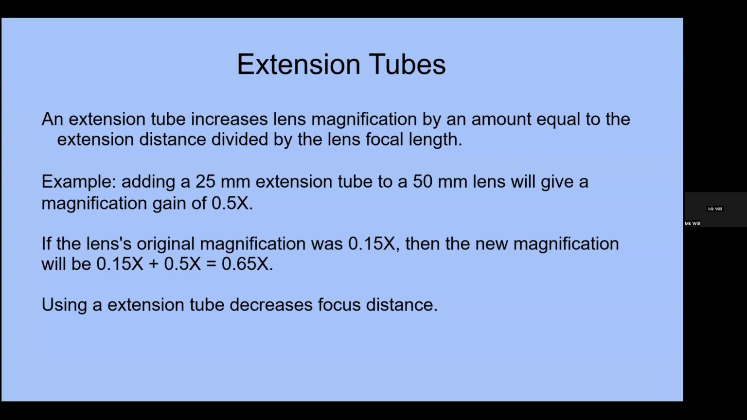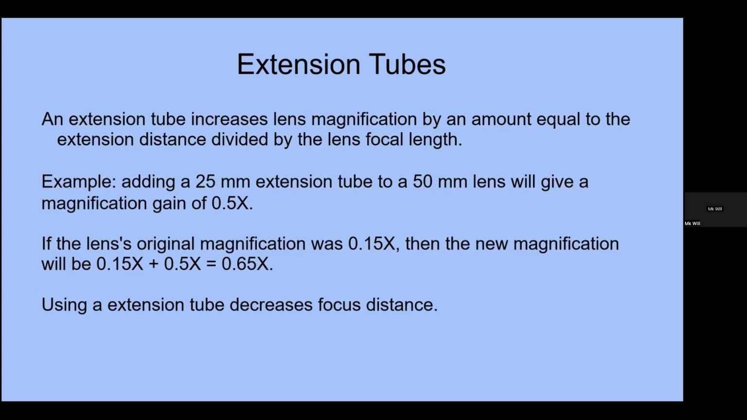Extension tubes. That's these little things here that have no glass in them. There's 3 of them here. You just take them apart. There's no glass, so the only thing they do is move your lens further away from your sensor, which means you can focus closer. These really don't magnify. I know I put the word magnification in the explanation up there, but that's not what happens.